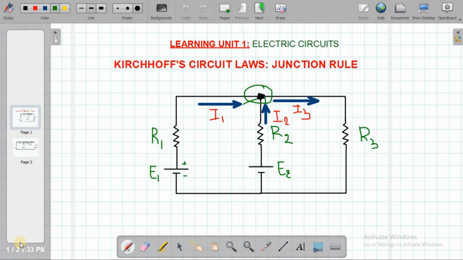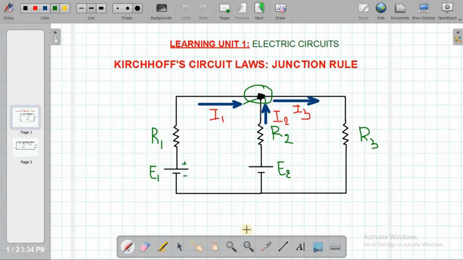Maybe some of you, the electrical students, already know what Kirchhoff's law and the junction rule are. But some in the group are from other departments, so I need to explain this part because this is one of the concepts that will help us to master or to kill this unit.